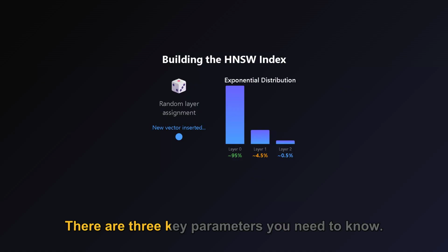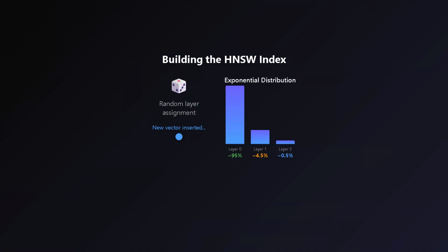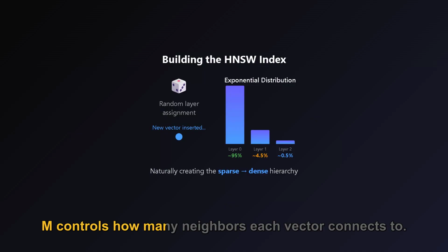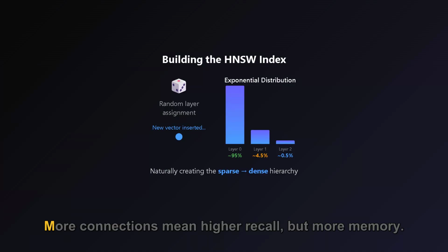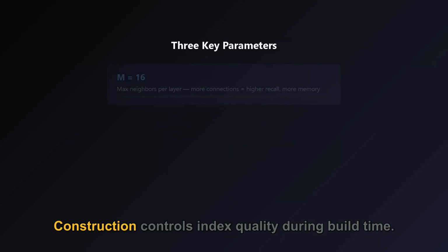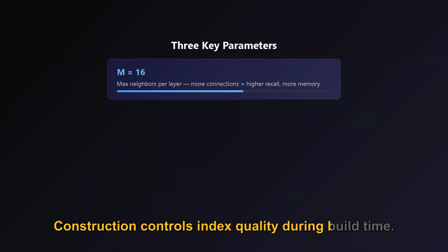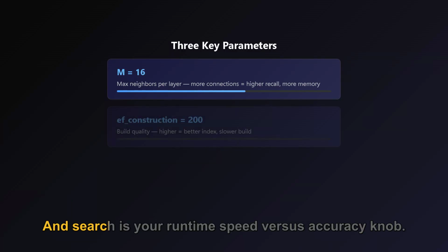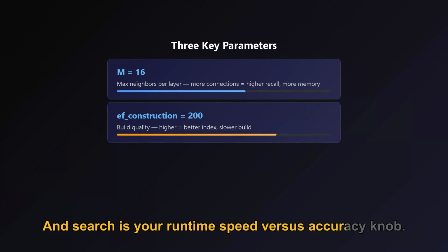There are 3 key parameters you need to know. M controls how many neighbors each vector connects to. More connections mean higher recall but more memory. efConstruction controls index quality during build time. And efSearch is your runtime speed versus accuracy knob.